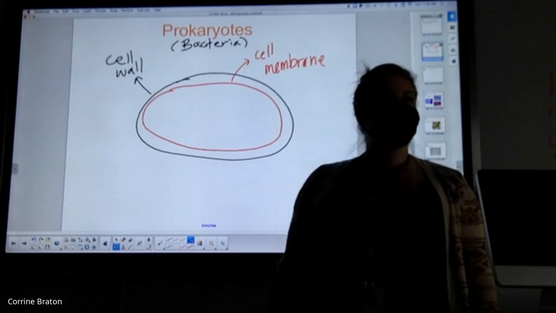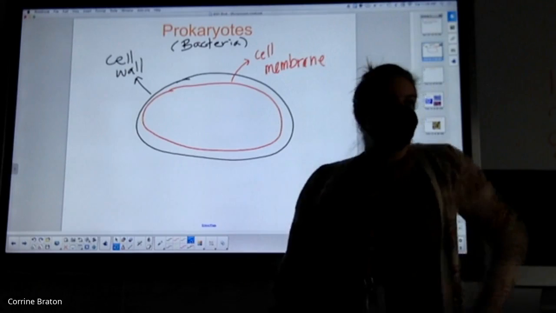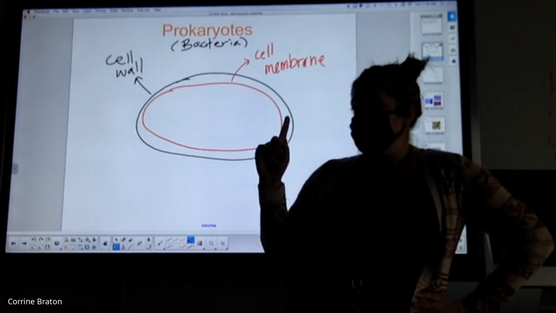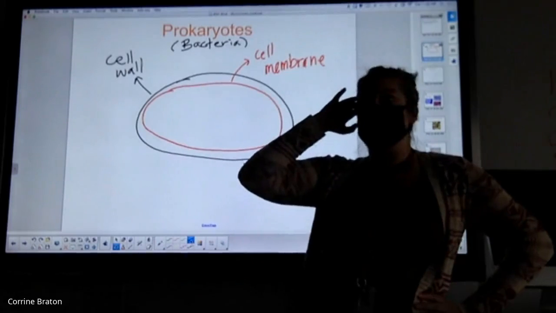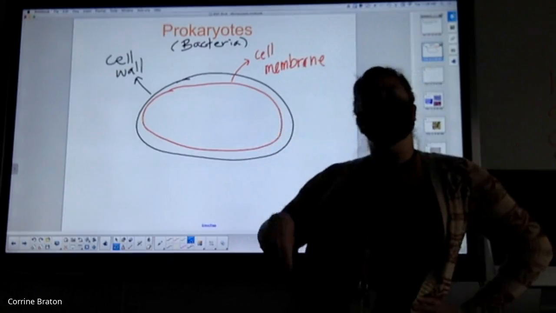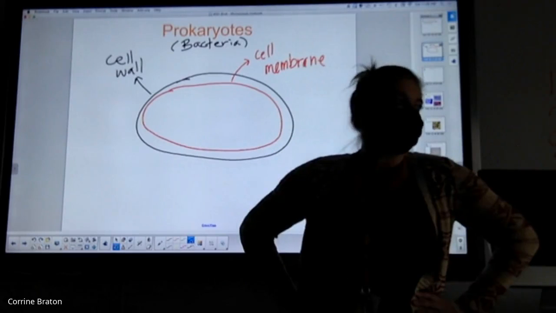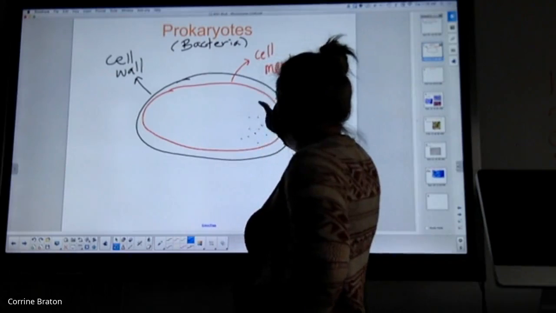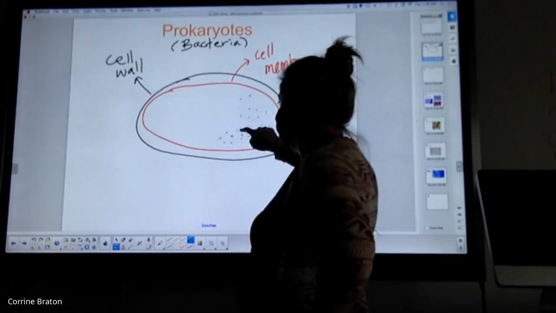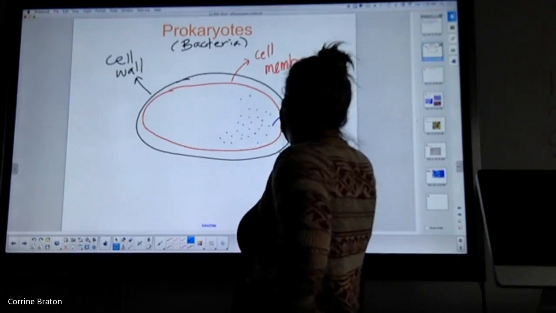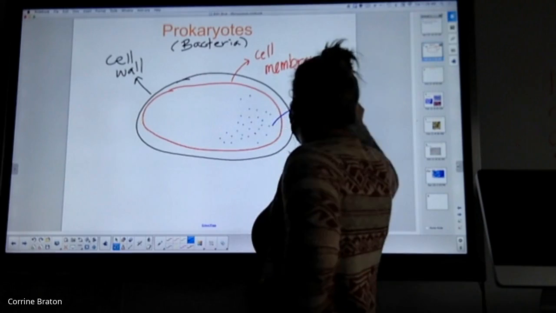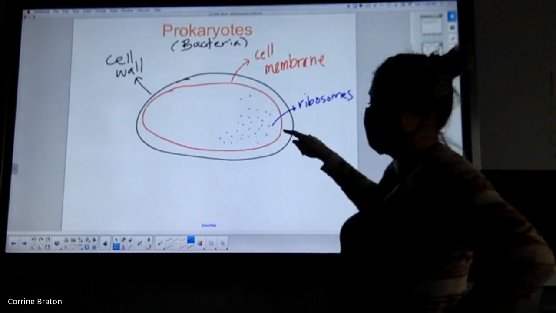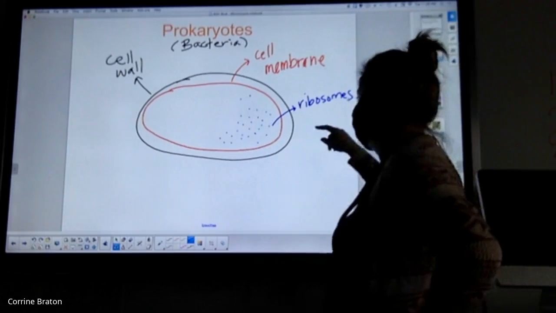Does anybody know what else is in here? What else does a prokaryote or a bacteria have? That is a common misconception because people think that you need mitochondria to make your energy, but bacteria don't have mitochondria. Yes. Ribosomes. Their ribosomes just float around, all over. I'm going to draw something else over there, so that's why. They just look like little dots. They're very tiny, despite all the hard work they do.